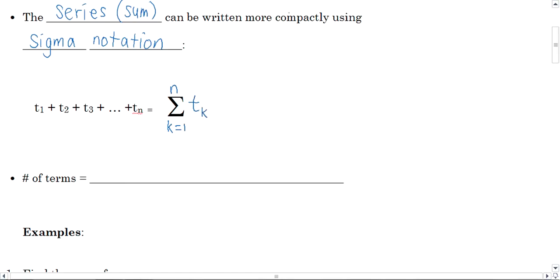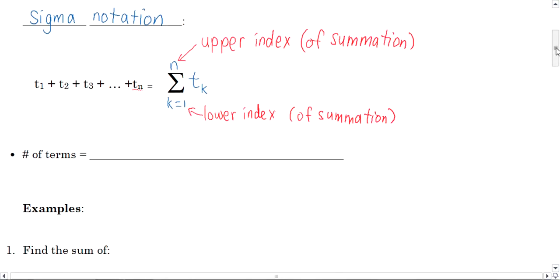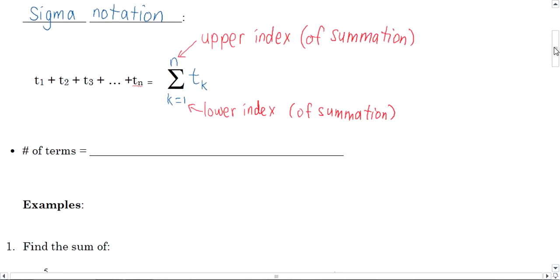Okay, so what do each of these things represent here? Remember that this sigma, this funny looking backwards e, means sum. That's all it means. It means all the pluses there. And what does n mean? N means the upper index of summation, while k equals 1 is the lower index of summation. And t sub k is just your individual term. It's not really set apart with a special name, so just leave it as such.